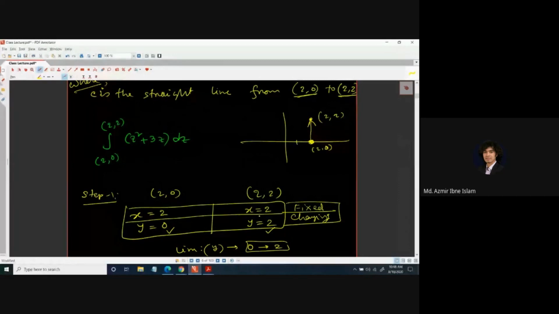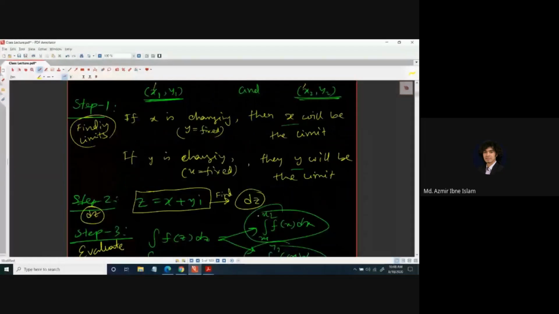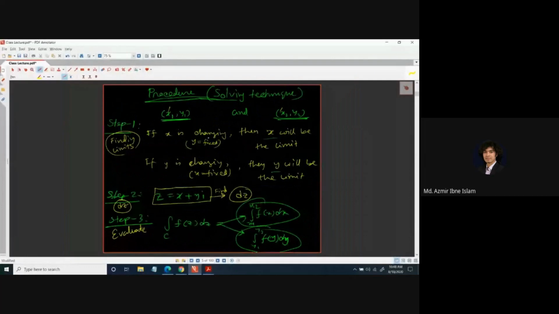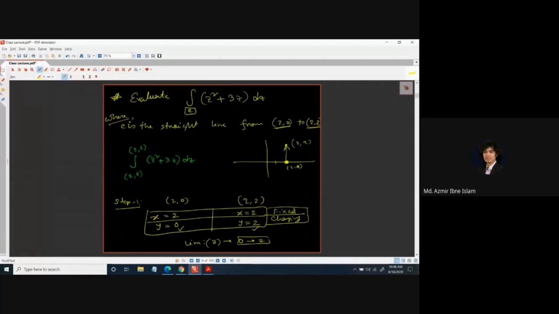Have a look at the theoretical part again. If x is changing, then x will be the limit. If y is changing and x is fixed or constant, then y will be the limit. In our case, x is 2 for the first point and x is 2 for the second point. That means x is not changing, x is fixed, x is constant. So obviously x will not be the limit. But y equal to 0 and y equal to 2, so y values are changing from 0 to 2. Is that okay?